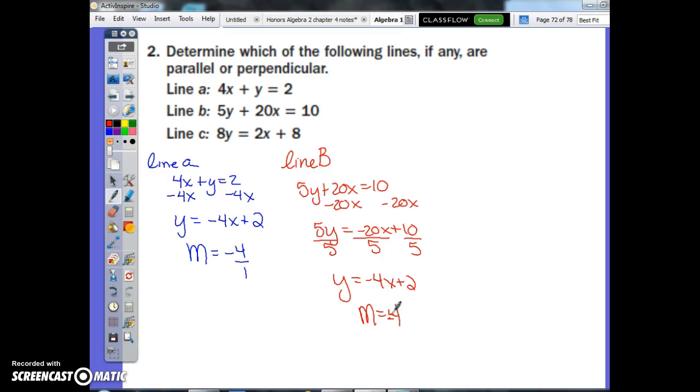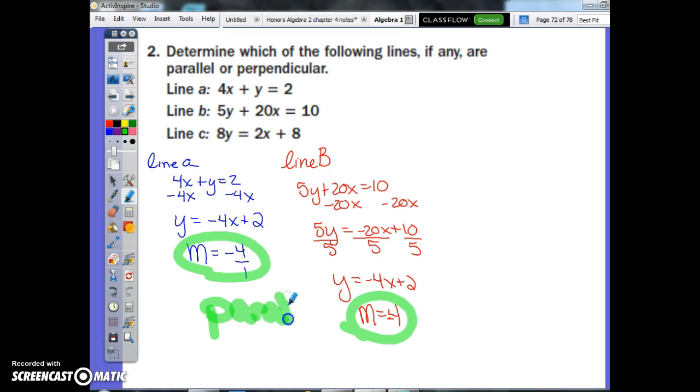There's our slope. So do you see right now that this slope and this slope are exactly the same? That means that they are parallel. When they have the same slopes, they're parallel lines. Let's move on and look at what line C does.